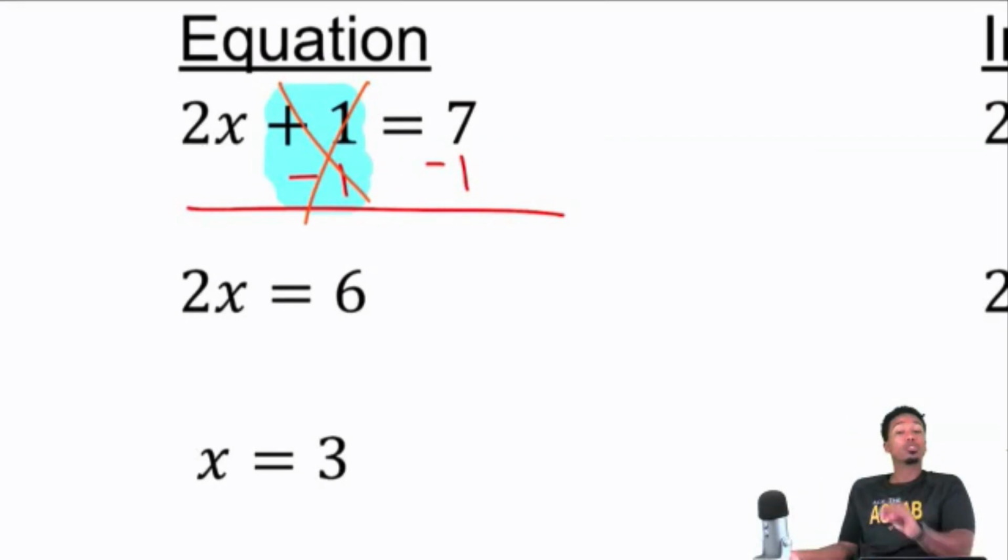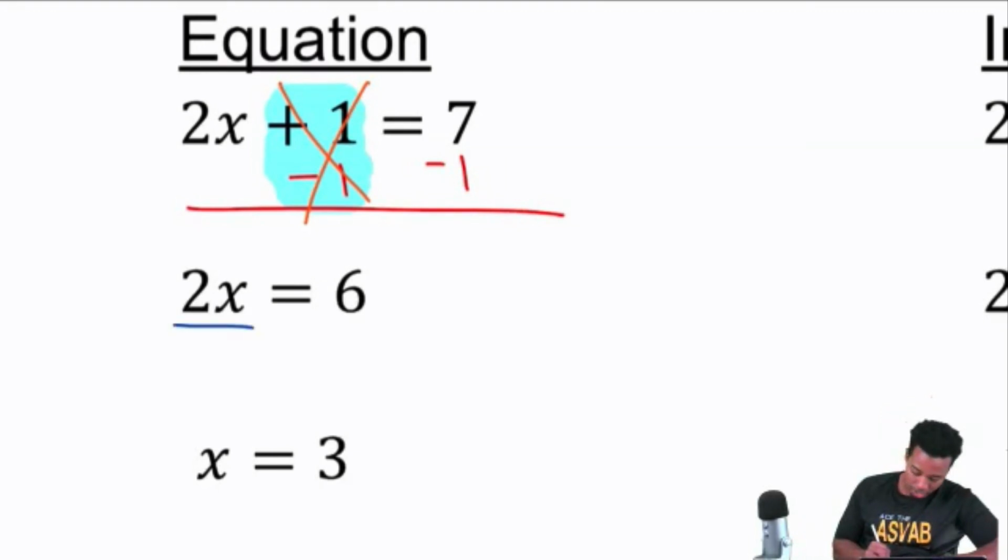We need to make sure we're being specific about our actions here. So to get x by itself, we are going to divide by 2 on both sides. Not divide, not 2, divide by 2 on both sides. I know I sound like a broken record, but at the end of the day, if you pass, I don't care that I'm losing my voice. Cool. So here we have it.